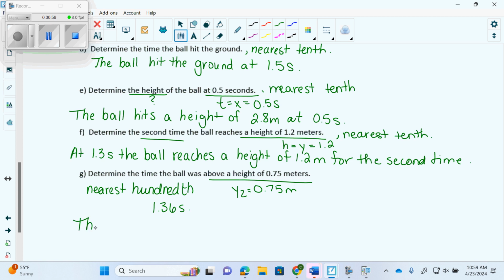So the ball was above a height of 0.75 meters for 1.36 seconds.